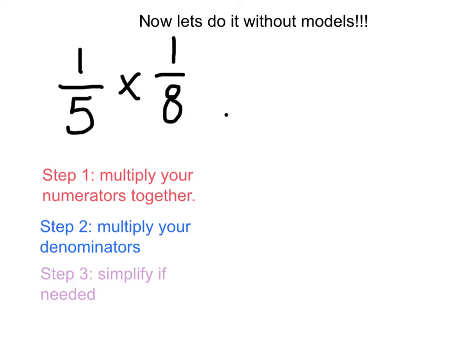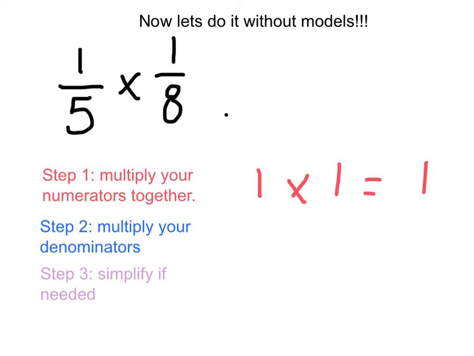So now let's do it without models. So here we have a problem, 1/5 times 1/8. So we've gone back to our unit fractions. In this case, we're going to follow these steps. Step 1 says multiply your numerators together. So I'm going to do 1 times 1, and that gives me 1.